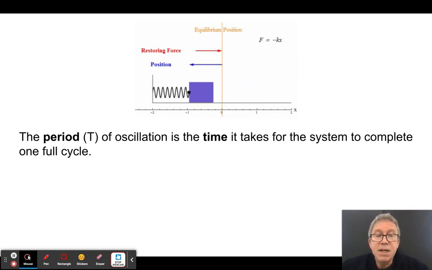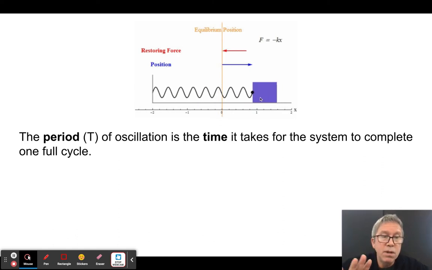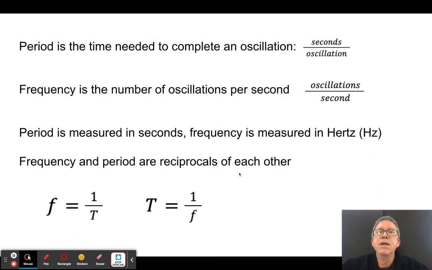So it's just the time it takes to complete one full oscillation. That means from maximum displacement on one side, back across equilibrium, and back to your starting point. That would be one complete oscillation. Period is the time needed to complete an oscillation. That's usually how we're going to refer to the time interval associated with an oscillating system.